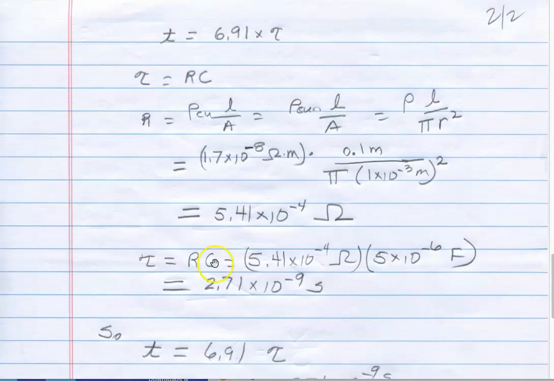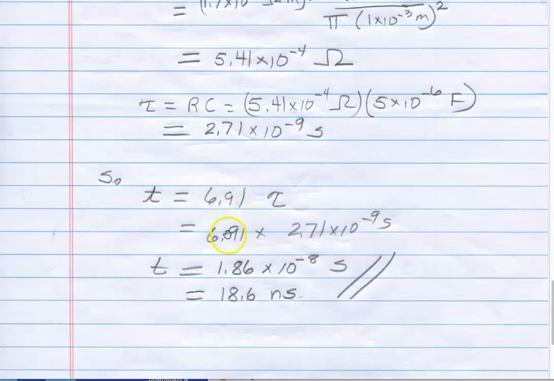And now then I can find the time constant, because I have to come up here. That's R times C. It's the resistance, 5.41 times 10 to the minus 4th ohms, times 5 microfarads, or 5 times 10 to the minus 6 farads. And if I do all of that, I get 2.71 times 10 to the minus 9th seconds for the time constant. And then from above, the time at which the voltage is 10 millivolts was 6.91 time constants.